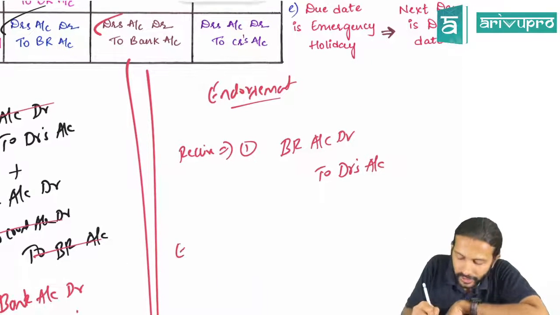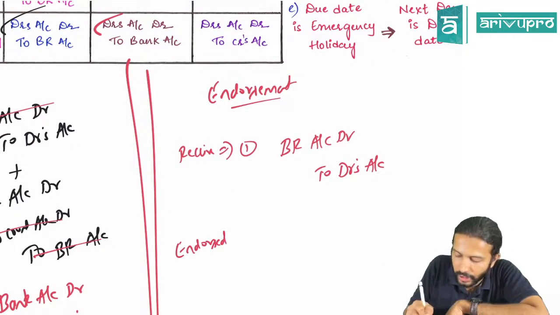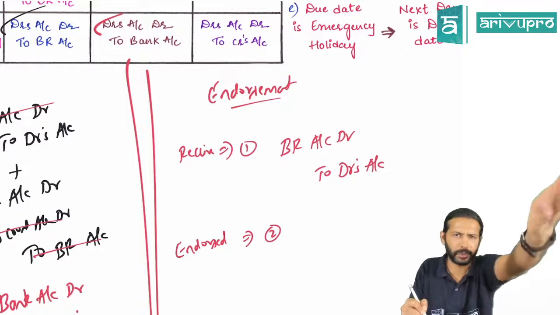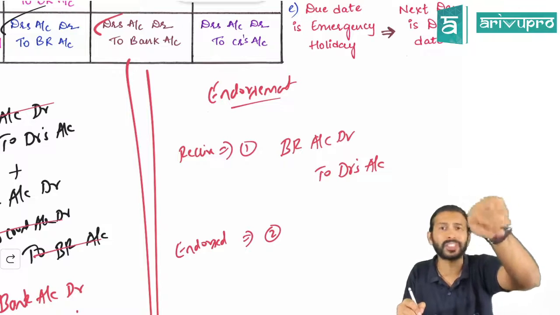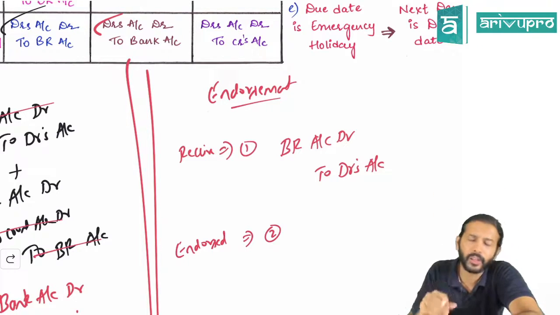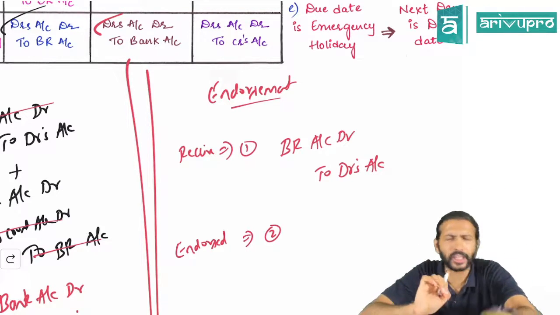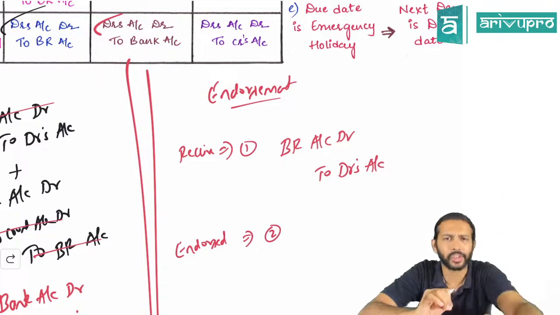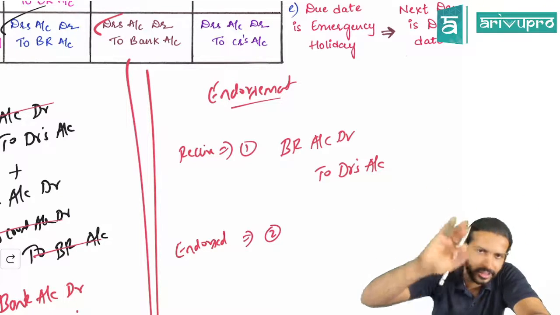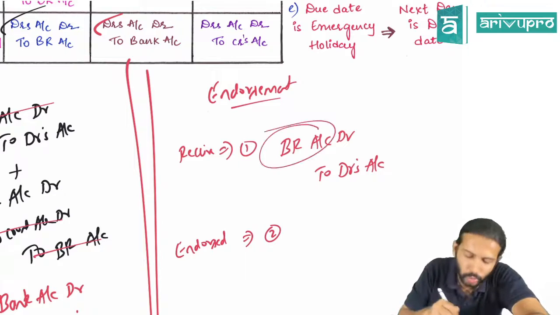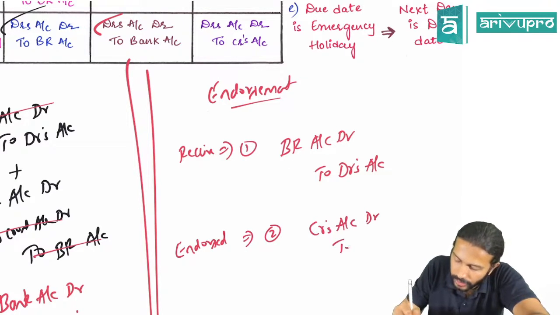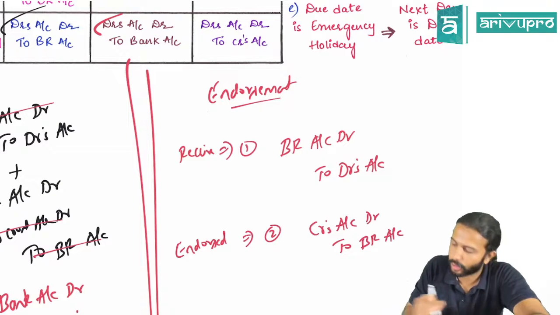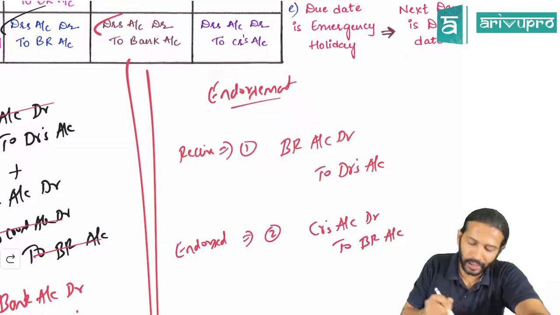After receiving, what did they do? They endorsed it to creditors. Endorsing means giving it away. This bill A Limited gave off to somebody else. In our example, that somebody was Z Limited, basically creditor. So if you're paying cash to creditor, the journal entry is creditors to cash. Instead of paying creditors in cash, you paid creditors through bill receivable. Hence the journal entry is creditors account debit to bill receivable account. These are the two entries you will pass on endorsement.